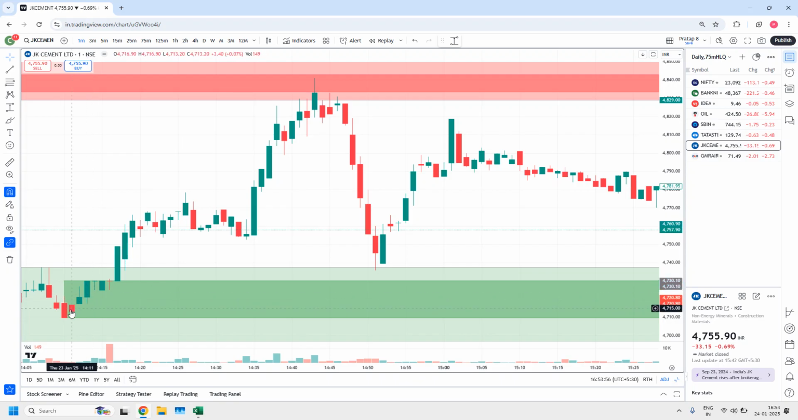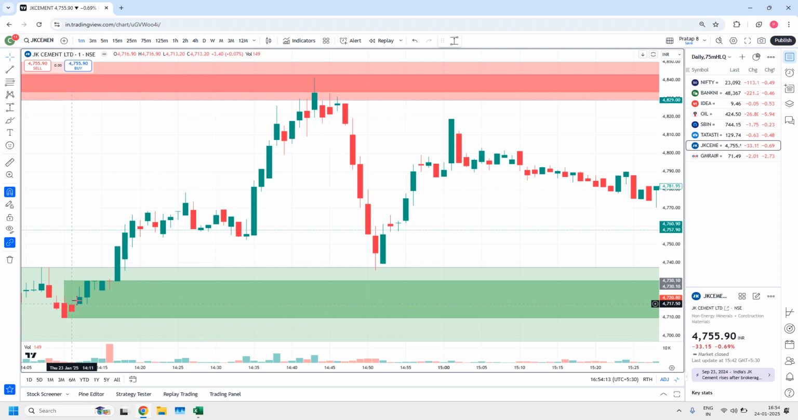But Tata Steel is not like that. In Tata Steel you have seen a lot of movement here. That's why I told Tata Steel, if the 1 minute zone is violated, the entire 5 minute zone will be violated. That is what I told. But the same thing I didn't tell here. Why? Because here there is no consolidation.